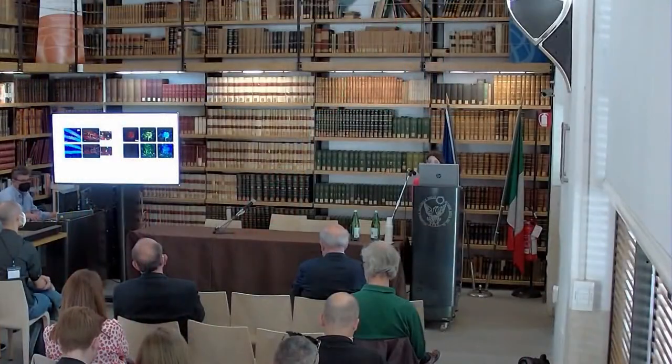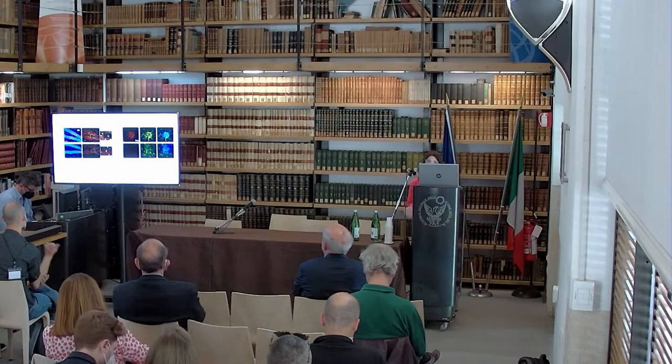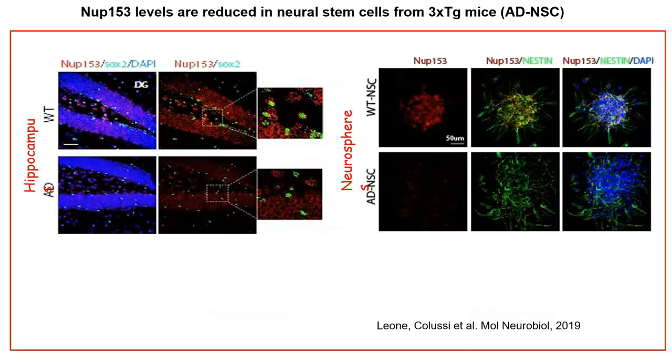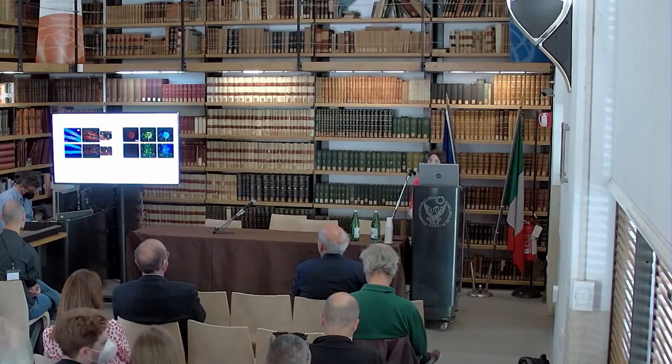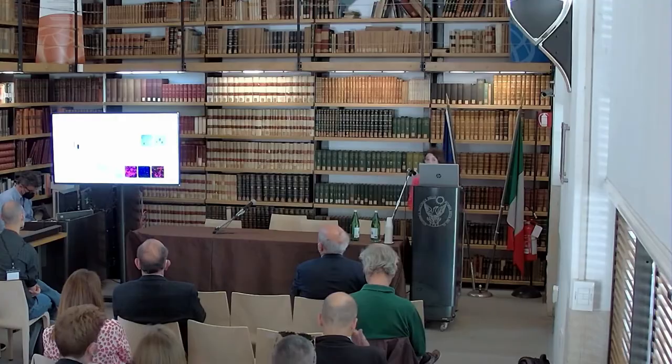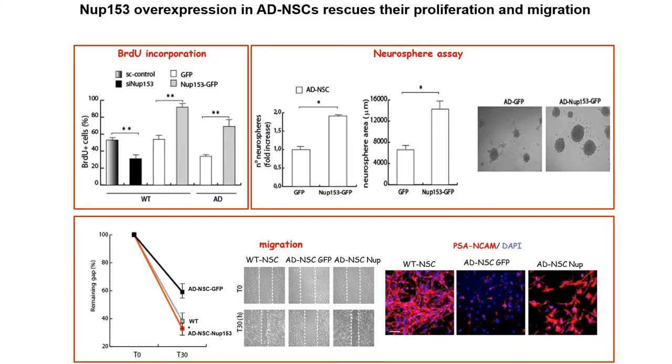First of all, we performed an immunofluorescence on hippocampal slices from wild-type and AD mice, and we observed that NUP153 levels were reduced in neural stem cells from AD mice in comparison to wild-type ones. And the phenotype was conserved in neural stem cells cultured as neurospheres. To assess if NUP153 overexpression in AD neural stem cells could rescue their proliferation, we analyzed the BrdU incorporation in wild-type and AD neural stem cells transduced with a lentiviral vector carrying NUP153. And we found that the BrdU incorporation was higher for cells with NUP153 overexpression. The same experiment was performed in neurospheres, and not only was the proliferation of AD NUP153 neurospheres higher, but these cells were also bigger.